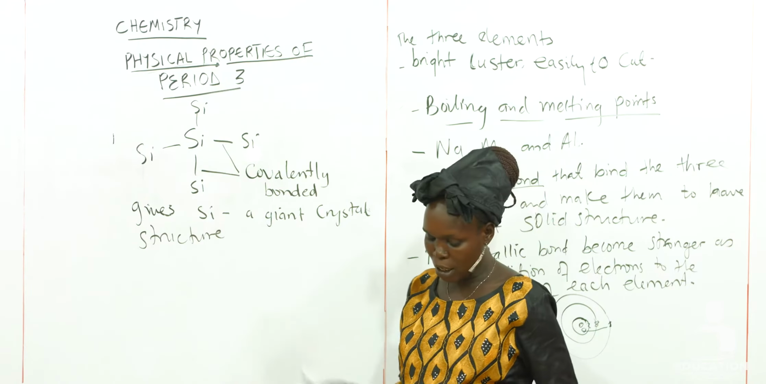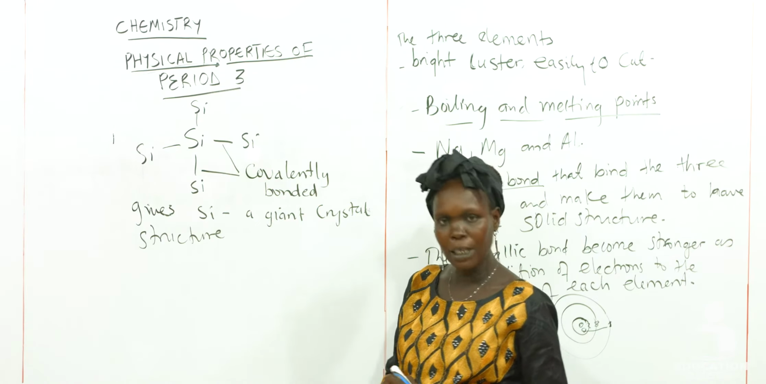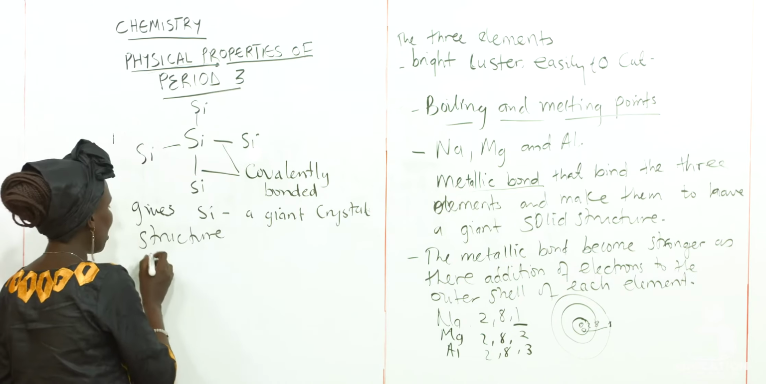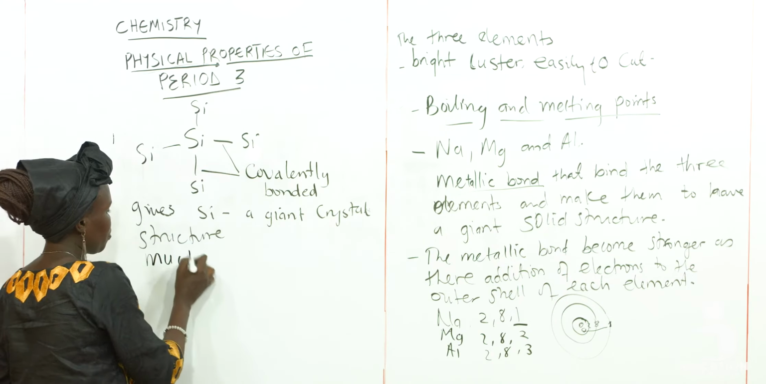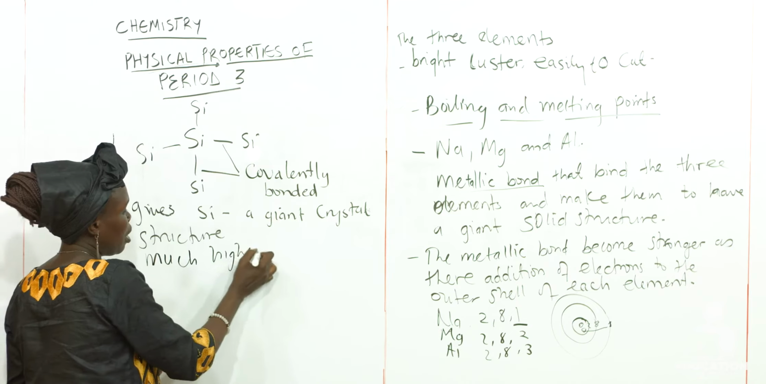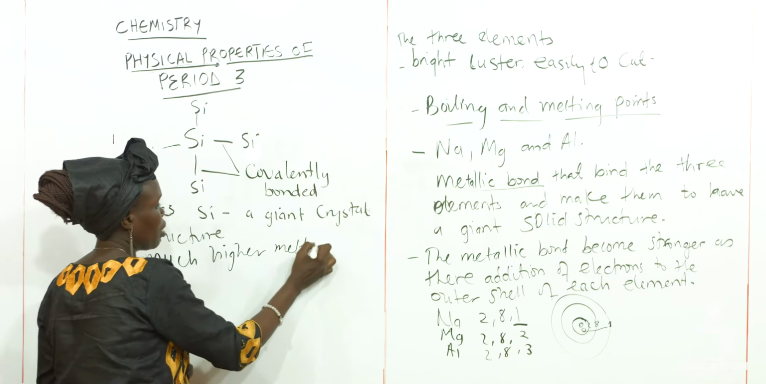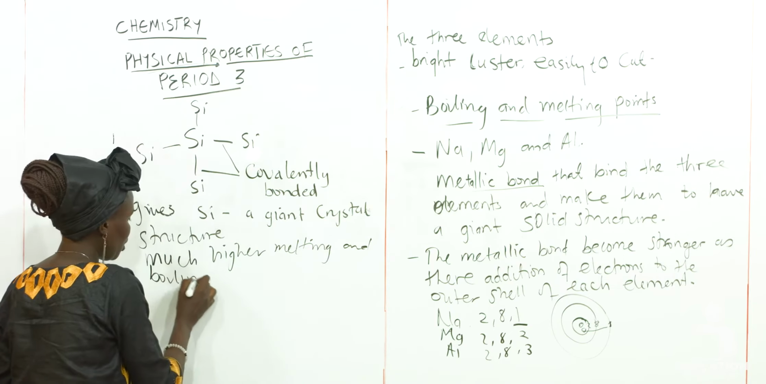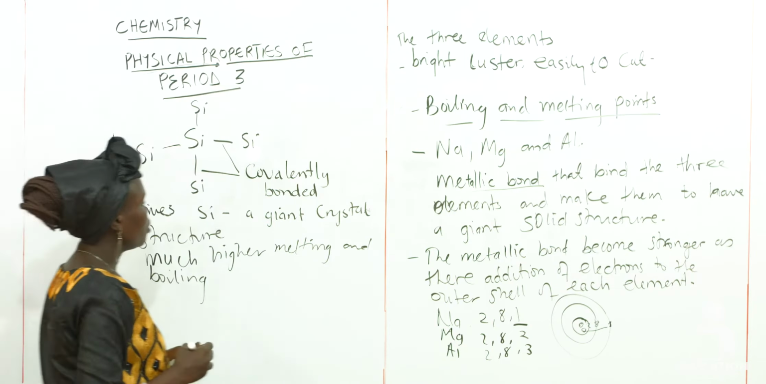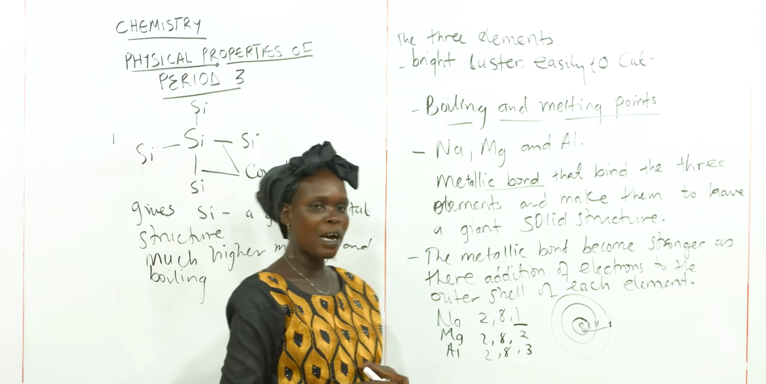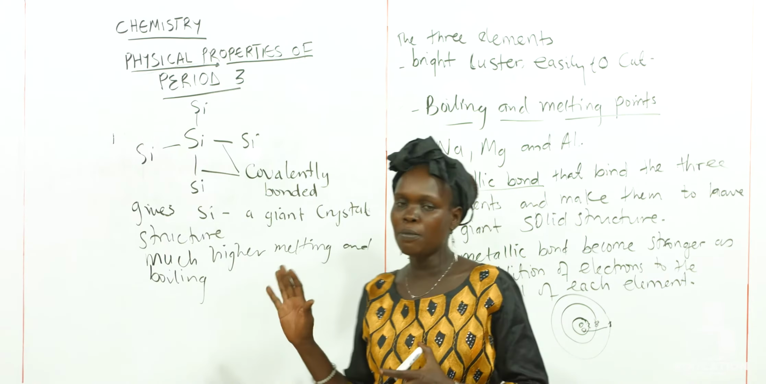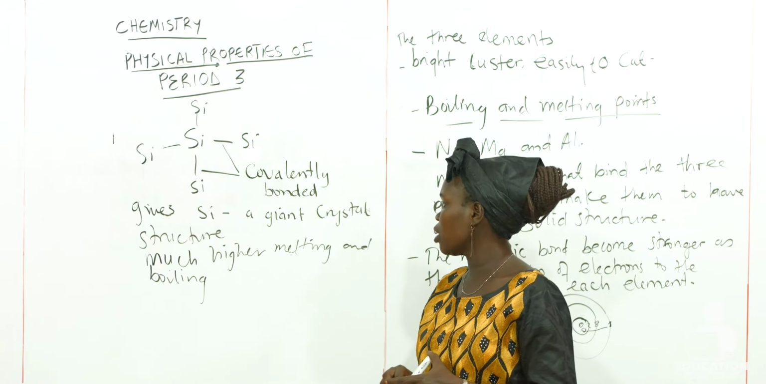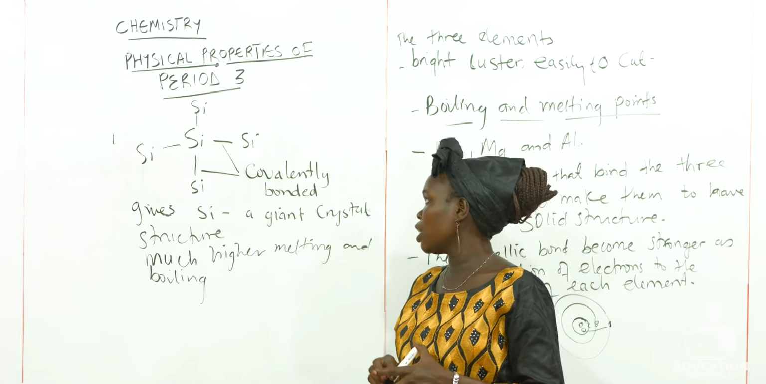So in this case, we shall have a much higher melting and boiling point compared to the first 3 elements. So silicon here, because it is covalently bonded to 4 other silicon atoms, needs much higher melting and boiling points, and this is actually brought about by the covalent bond.